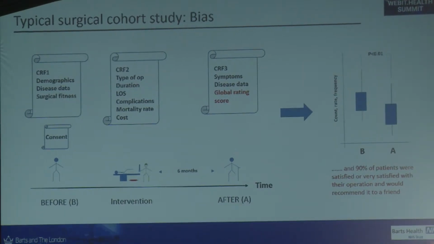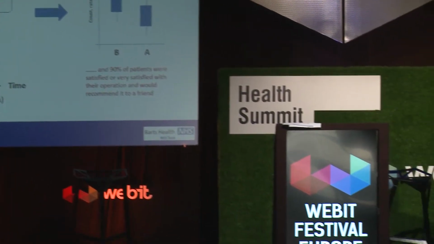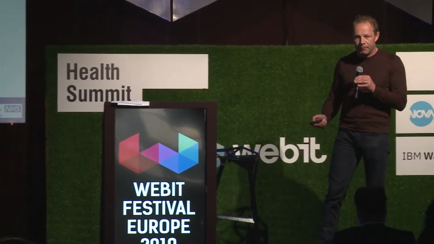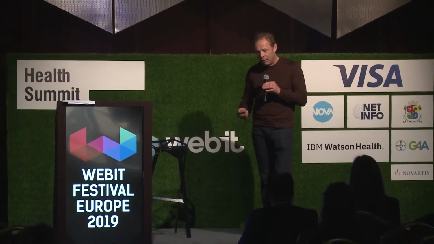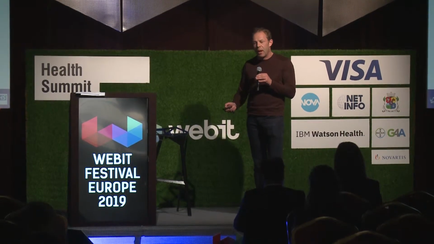We measure lots of things about their operation: how long it took, how long they stayed in hospital, what their complications were. We follow them up for a short period of time and measure the usual things like disease-related outcomes. And worse still, we measure a global rating score, where patients report back whether they're satisfied or not with their operation. And the problem with such studies is our friend bias.